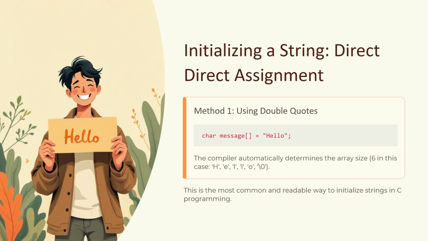Now we are going to see how we can initialize a string. One of the simplest and most commonly used ways to initialize a string is using double quotes. For example, we write a character array equals "hello". Here the compiler automatically determines the required memory size and adds a null character. Here we have seen the compiler automatically determines the array size, 6 in this case: HELLO and the null character.